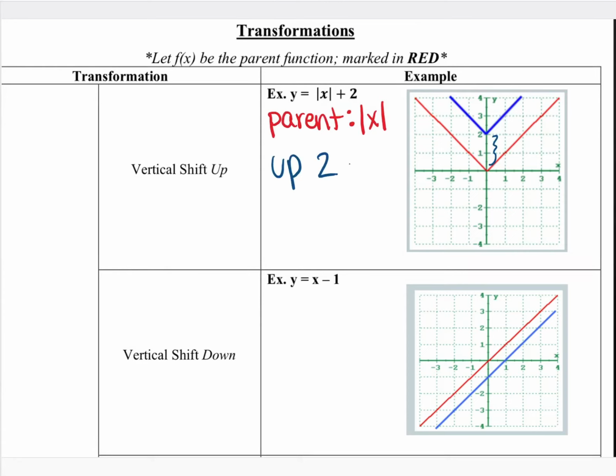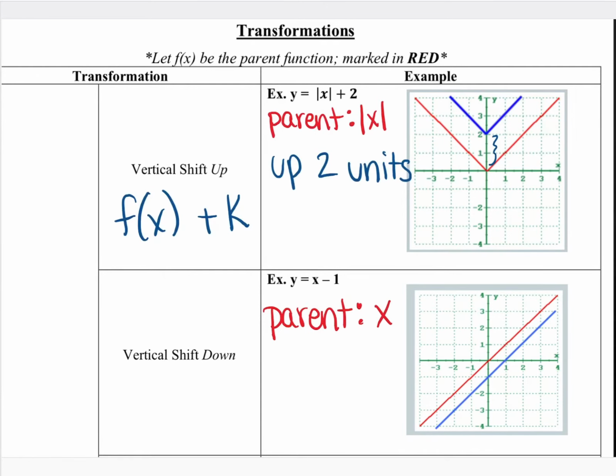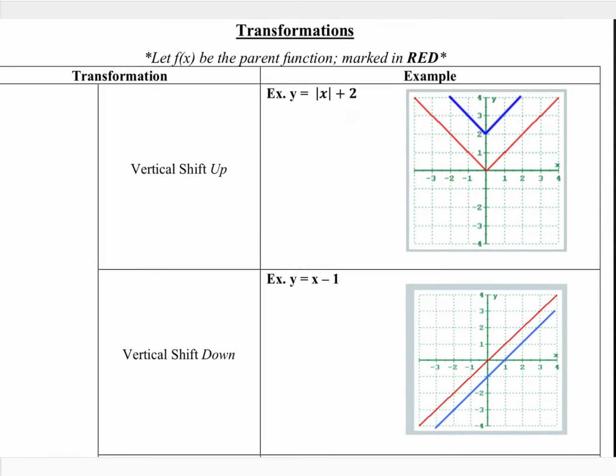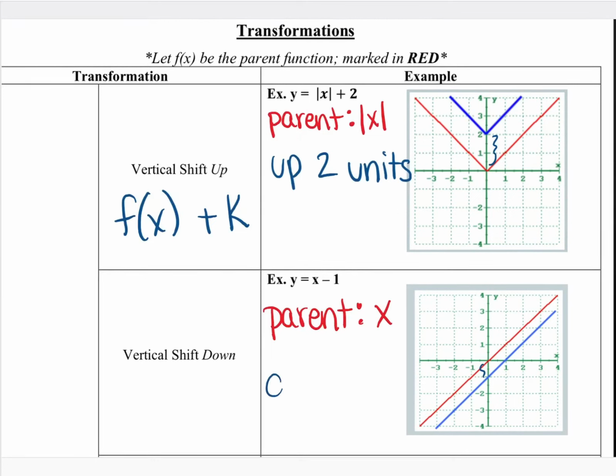So up 2 units. Whenever you want a vertical shift, you're going to take your function, and then on the outside of it, add units. So our k is like our constant that we're adding here. Similarly, if we want to have a vertical shift down, here our parent function is x, so a linear parent function. And we're going down 1 unit. So from our parent function of, let's say, f of x, we are now subtracting k.